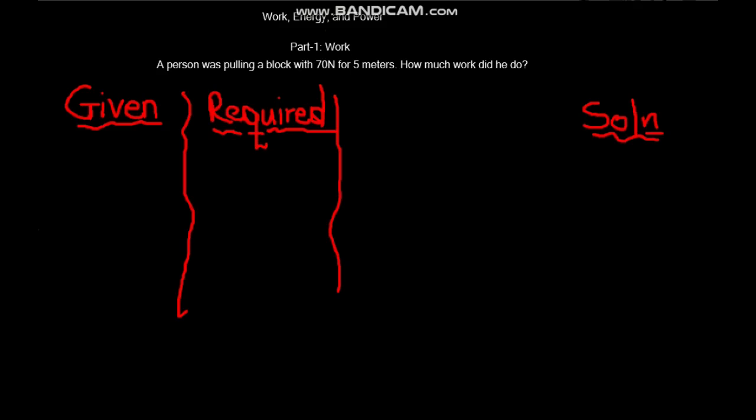So the first question is, a person was pulling a block with 70 Newton for 5 meters. How much work did he do? Using the formula I've given you, you can easily answer this question. So pause the video and do it. Okay, so the given was the force, which is 70 Newton, and the distance, which is 5 meters. And the required was the work.